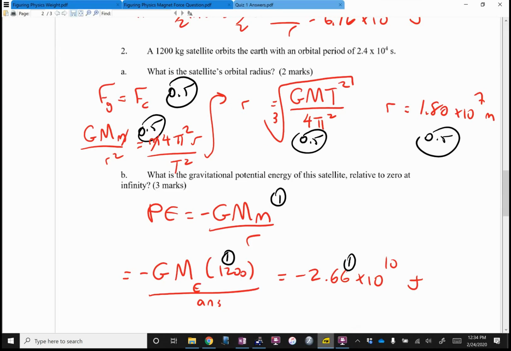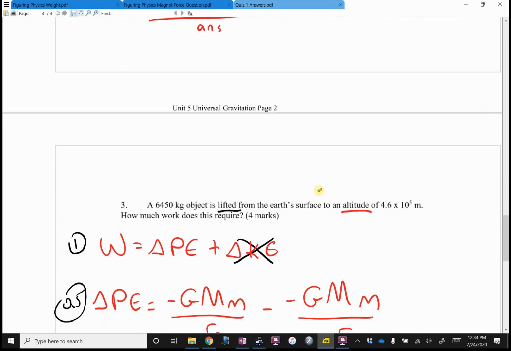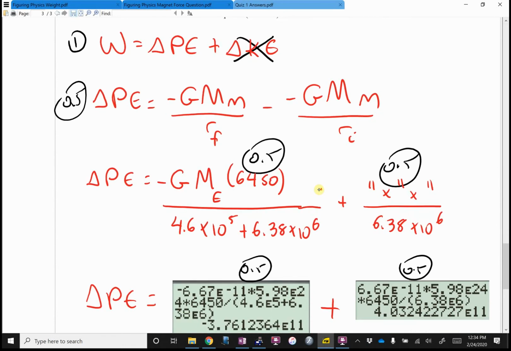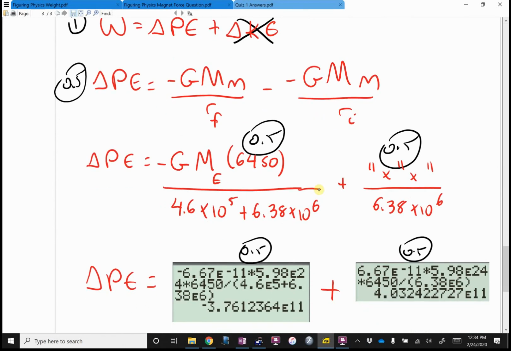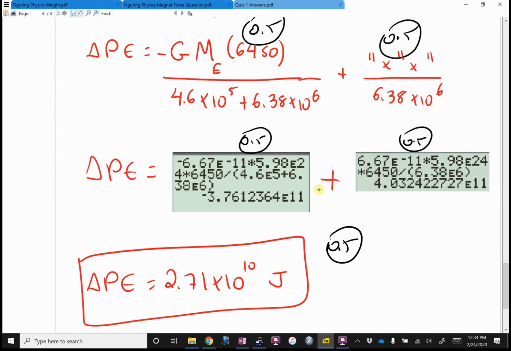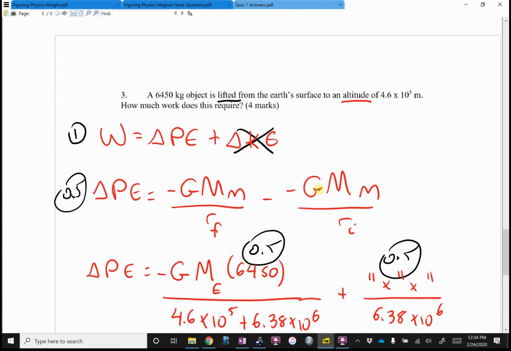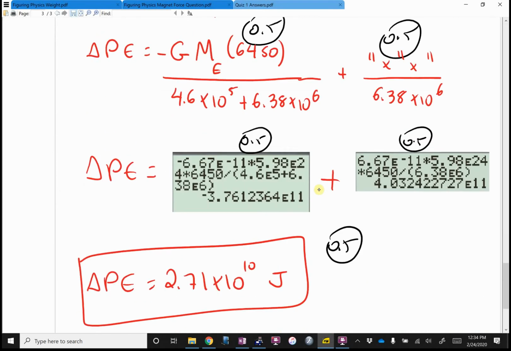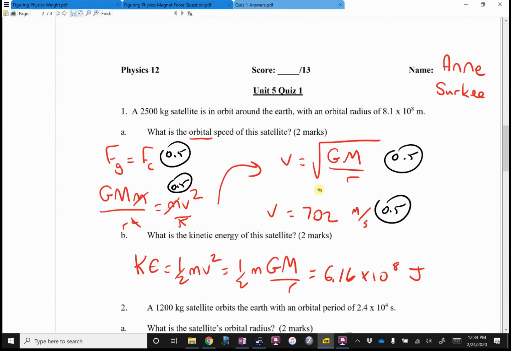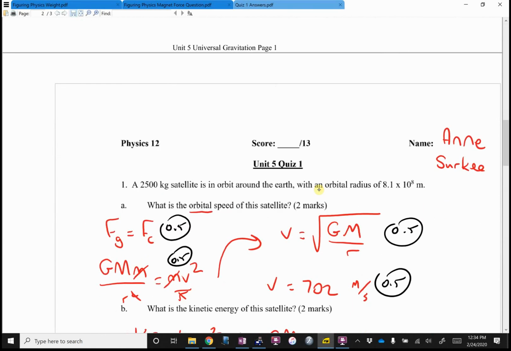Then I carefully started substituting in numbers. And I ended up with, on my calculator, pasting it directly in from the calculator, did you get 2.71 times 10 to the 10th Joules? If you got that, I would give you 4 out of 4. Otherwise, here's how I gave up the part marks. Can you give yourself a lovely score, please, out of 13?